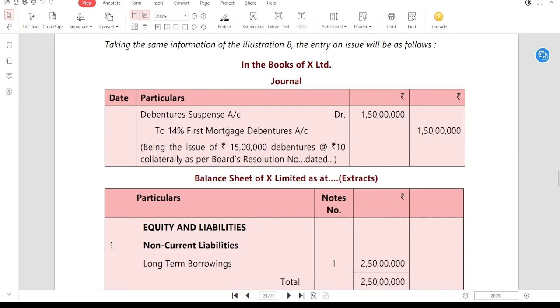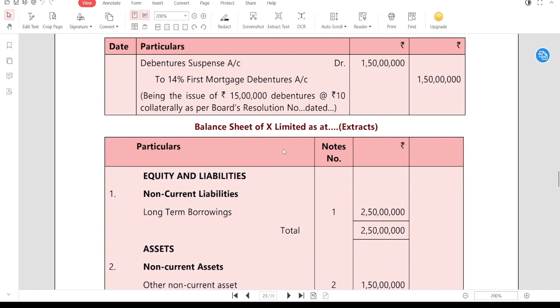Being the issue of 15 lakh debenture, it will not be rupees, it will be 15 lakh debenture at the rate of 10 each, collaterally as per the board resolution number, because this is a special case, so we need to pass BR, board resolution, to issue the debenture as a collateral security. Okay, now come to the balance sheet, how to show it.